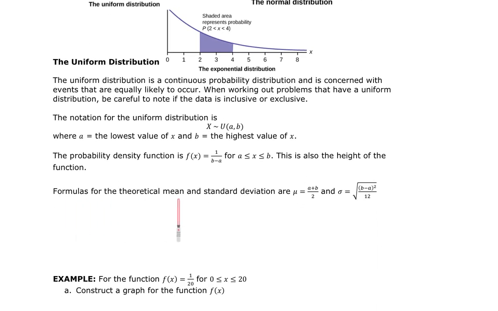The formulas for the theoretical mean and standard deviation are: mu is equal to a plus b divided by 2, and sigma is the square root of b minus a, the quantity squared, divided by 12. Make sure you have that in your notes somewhere.